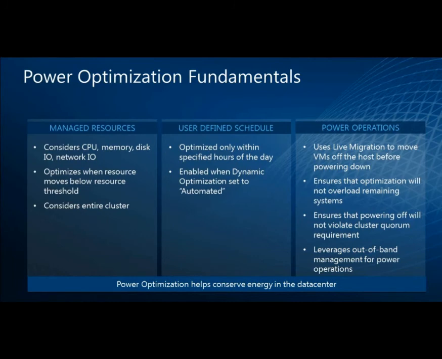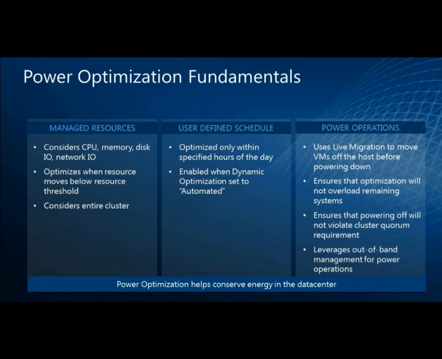And we consider this the entire cluster, meaning that if I have some machines that are running under the threshold, but I can't, when I move everything off, still have all the machines that are left still be below that threshold, we're not going to move it around. So we're not going to shut a machine down just to power it back up 2 minutes later. You can specify what hours of the day, you can schedule when this is going to occur and when it's not. And it only is available when you set dynamic optimization to automated.